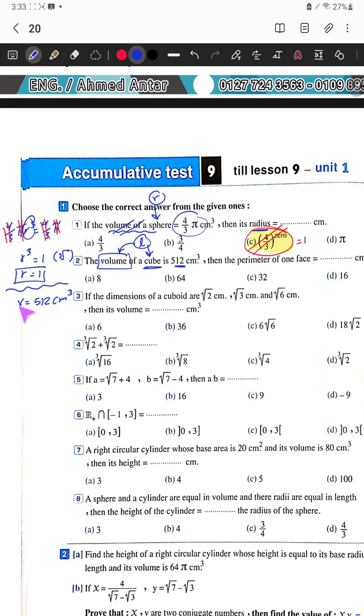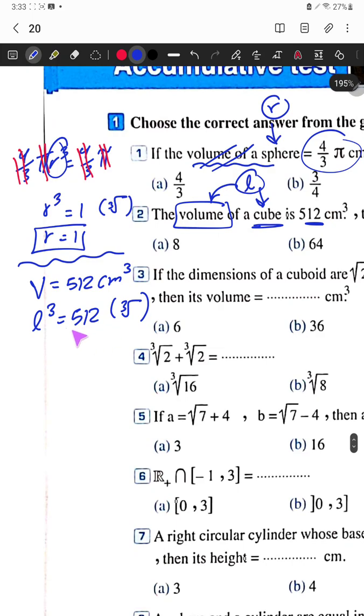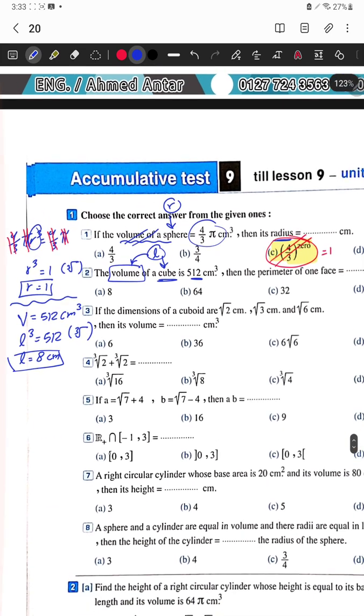So now you can write the rule of the volume, which is the volume of what? The volume of the cube, L times L times L, or L power of 3 equals 512, and then get the cubic root for the volume. The cubic root for 512 equals 8 centimeters by the calculator.